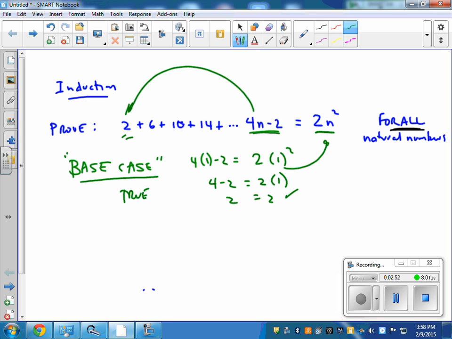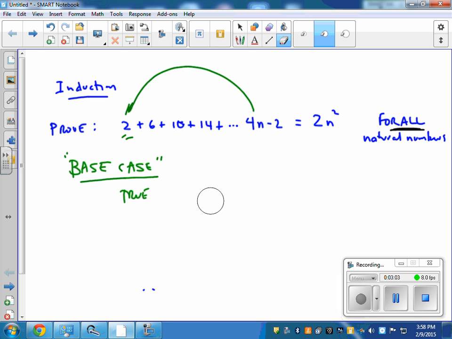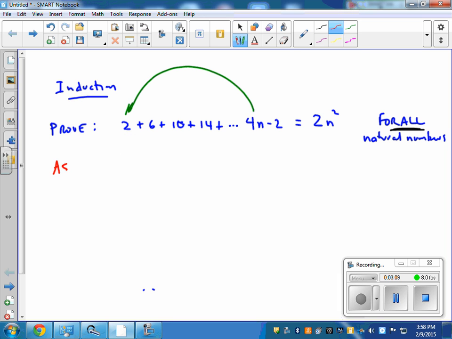But to get all the natural numbers, I have to do what's called an induction case. And the induction case says, let's suppose this were true for a particular integer. It's typically given the letter k. So we're going to assume that this is true for one integer only, but I'm not going to specify what it is. Assume it's true for k, and we need to show it's true for the successor. The integer that comes after k would be k plus 1.